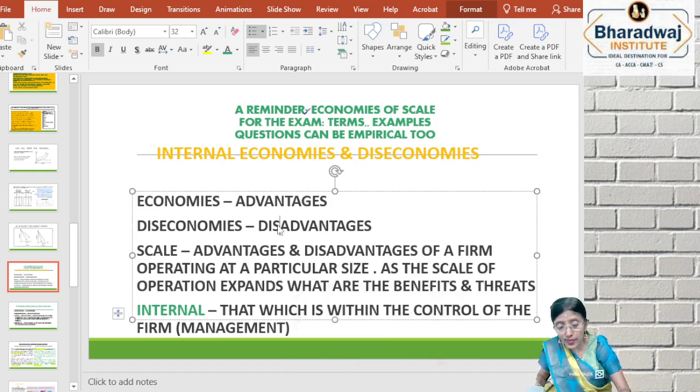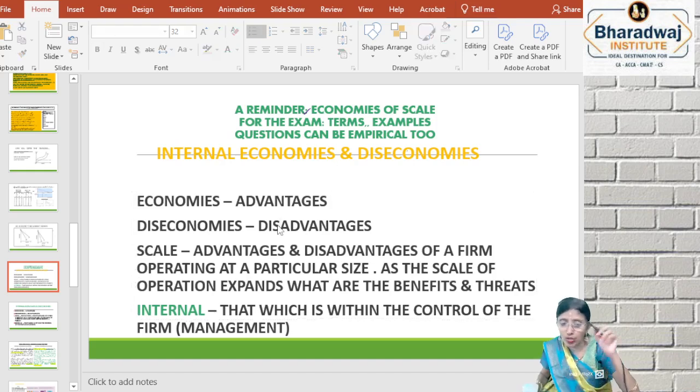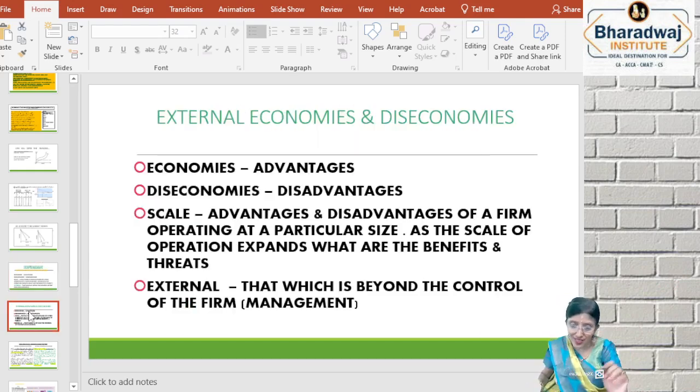So, what is internal? What is external? That also you have to understand along with economies and diseconomies. Internal means those factors which are within the firm that are responsible for the advantages and disadvantages. You can't blame external factors. Then, external. Again, economies and diseconomies, the meaning is the same.